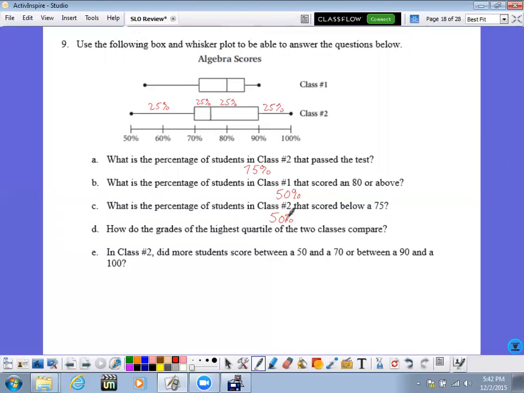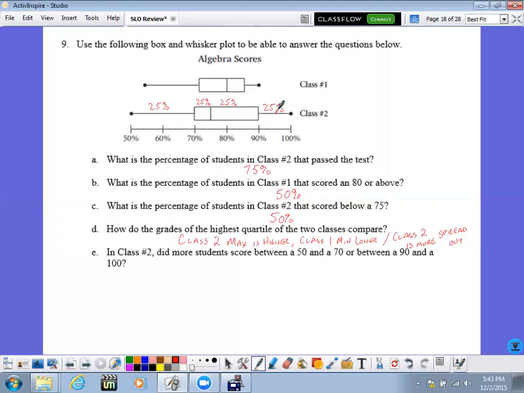How do the grades of the highest quartile of the two classes compare? There's a bunch of stuff you could put, right? Class 2 had higher grades, or class 2 max is higher. You could also say class 1 minimum is lower. And you could also say that class 2 is more spread out. So a bunch of stuff that you can say by looking at this highest quartile.